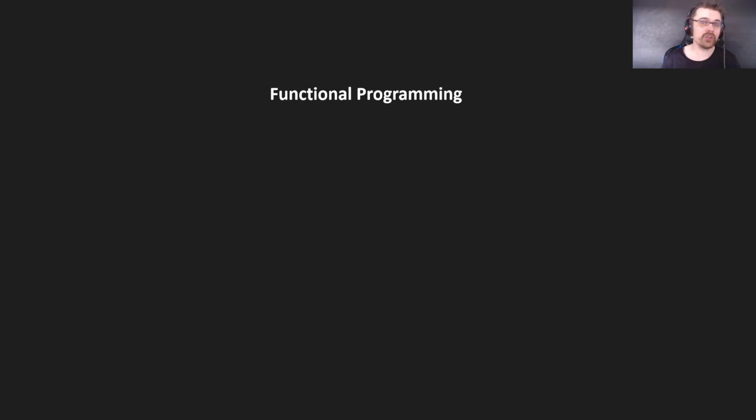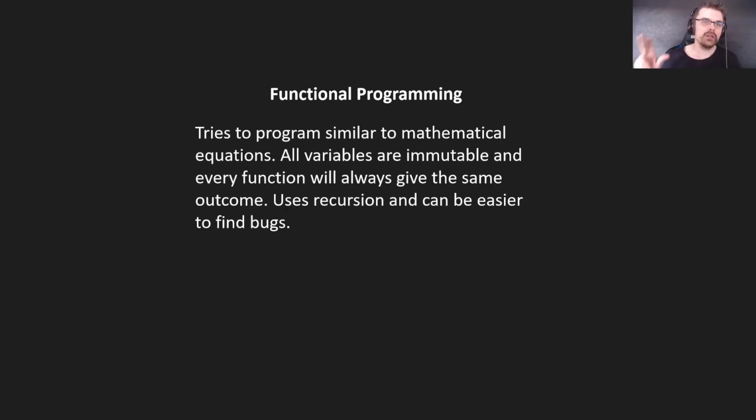So finally, we have functional programming. Functional programming tries to program similar to mathematical equations. All variables are immutable, and every function will always give the same output. It uses recursion and can be easier to find bugs. So I'll first explain what recursion is.